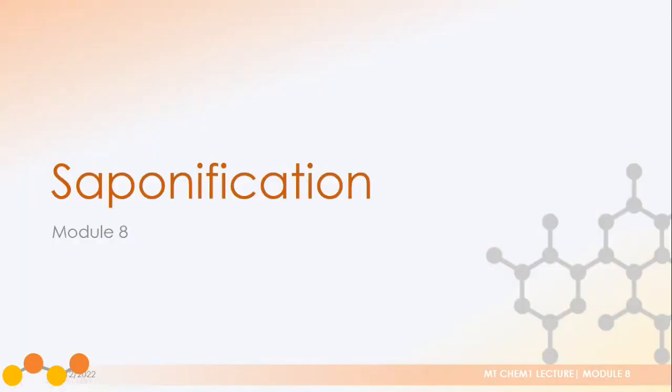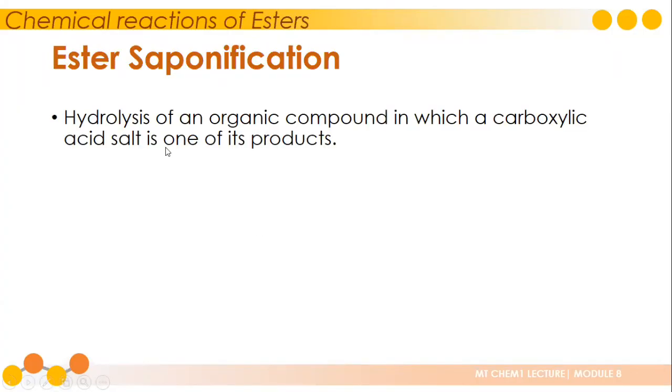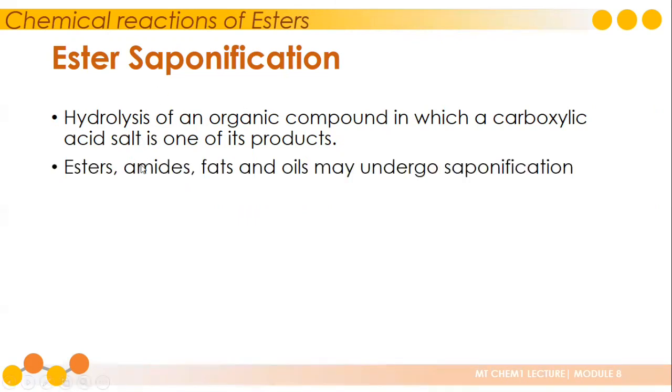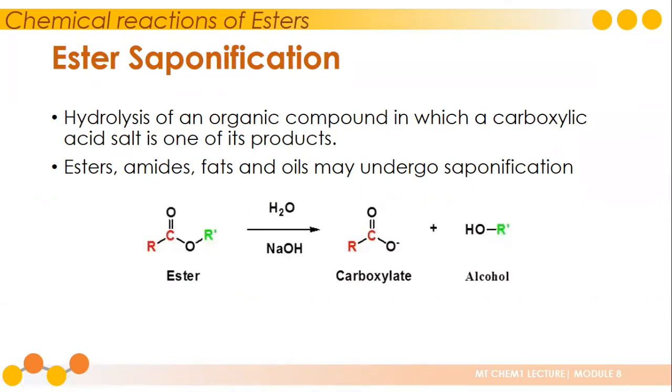Let's now proceed with another chemical reaction involving esters, which is saponification. Specifically, ester saponification. Saponification is the hydrolysis of an organic compound in which a carboxylic acid salt is one of its products. It can happen to esters, amides, fats, and oils, but for this part, we will only be focusing on ester saponification. So as you can see here, you have an ester combined with water with the help of a strong base, and then you will produce a carboxylate and an alcohol.